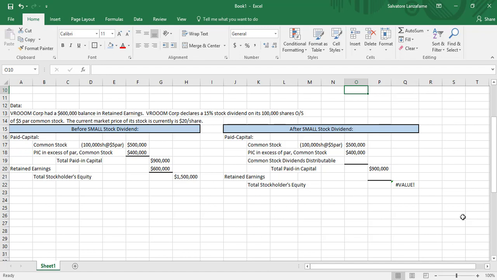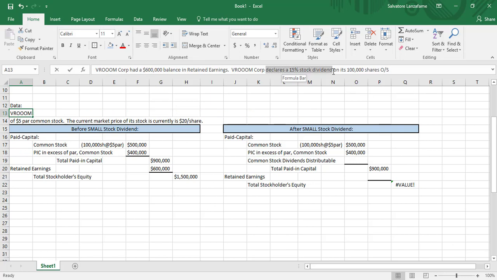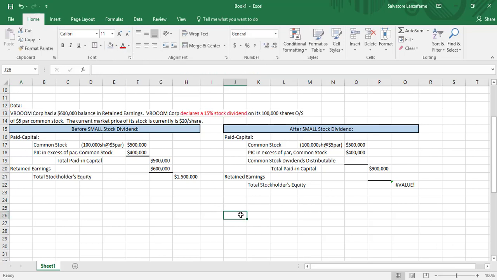Okay, so the thing that we want to point out first off is we need to know if we're doing a large stock dividend or a small stock dividend. As you can see here, we've got 15%. This declares a 15% stock dividend, and right then and there it tells us that we are in a small stock dividend situation. So let's just put up here, small stock dividend.